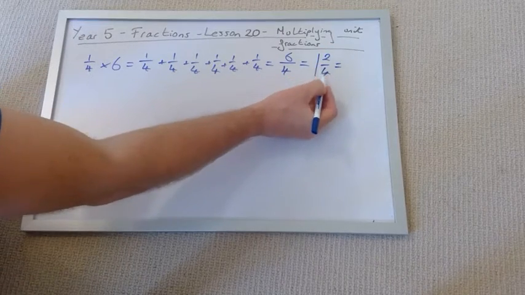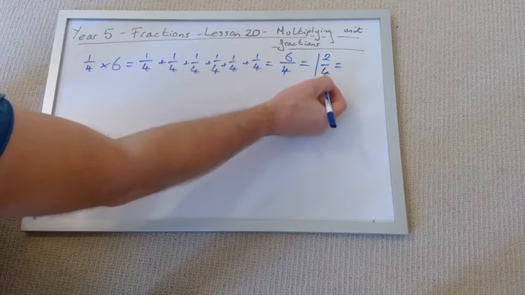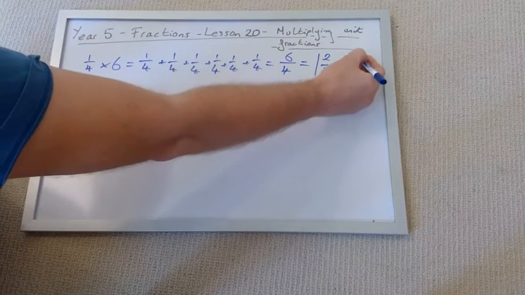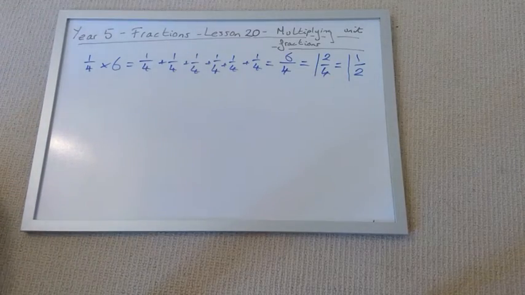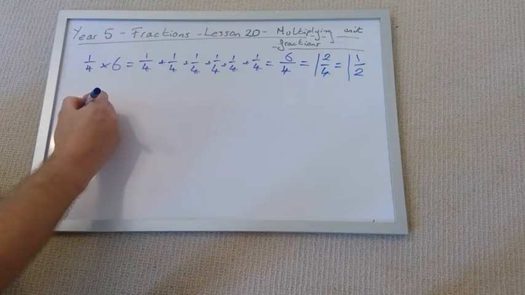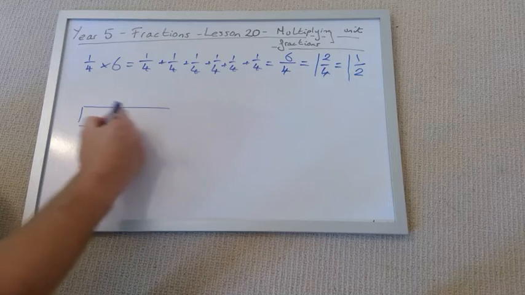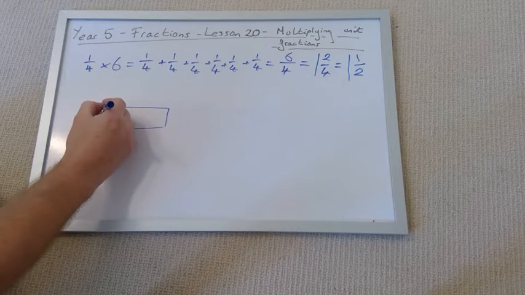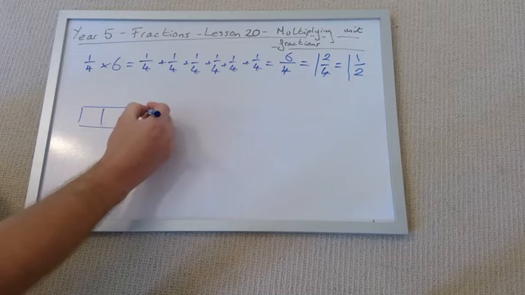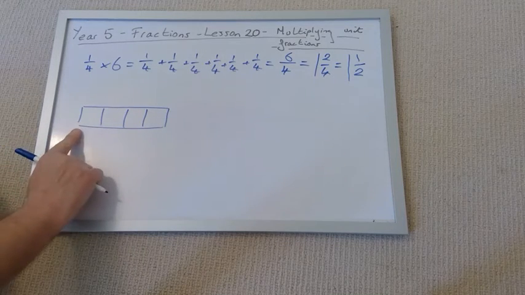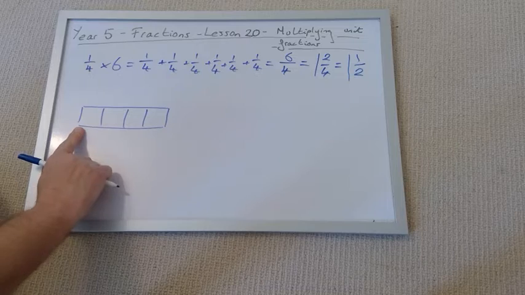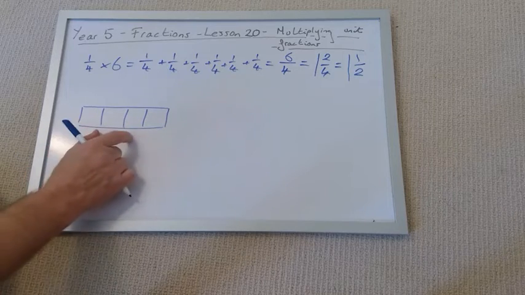The 2 divides into both of these numbers, so therefore I can simplify this down to 1 and 1/2. If I was to visually represent this, I would draw my bar. I would split it into 4 equal parts. You will use a ruler to do this. The good idea is on your sheets of paper, draw and maybe make each square 1 centimeter long.